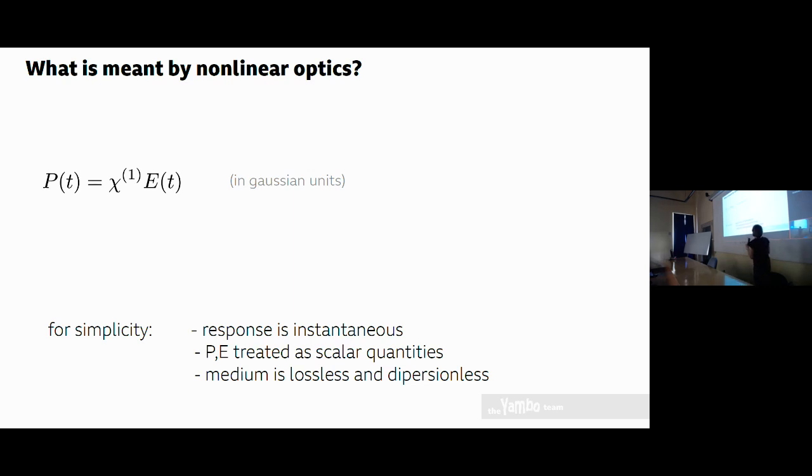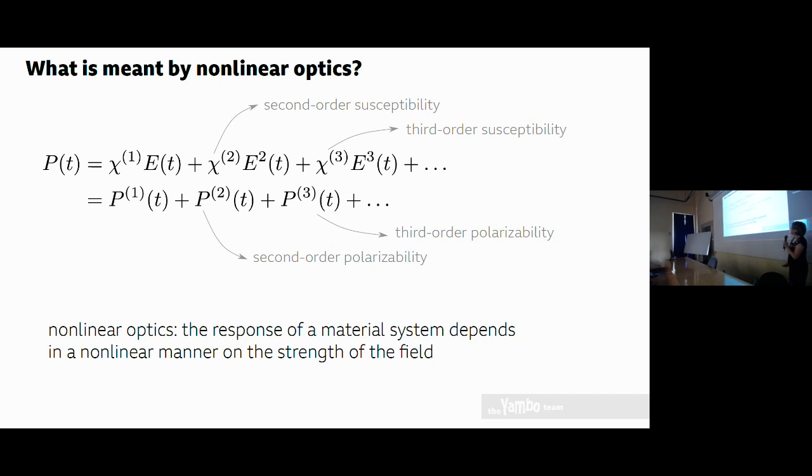As scalar quantities. And then I also assume that the medium is lossless and we have no dispersion. So now go to nonlinear.